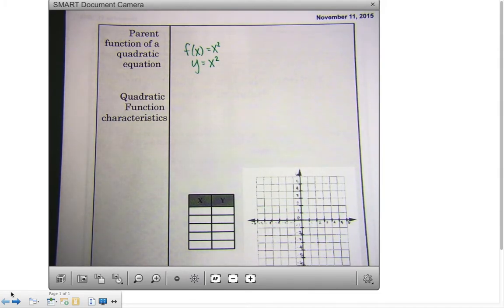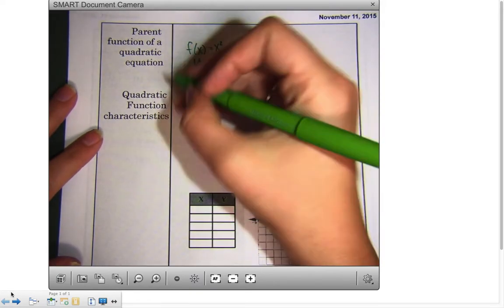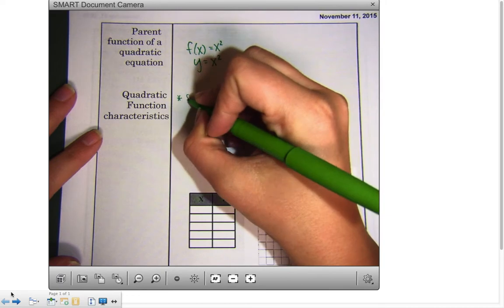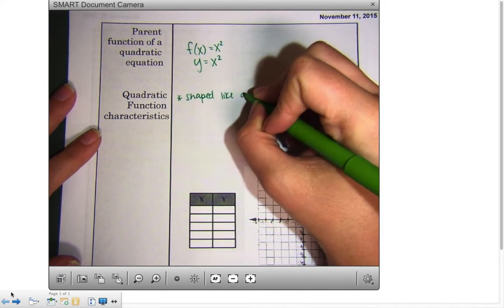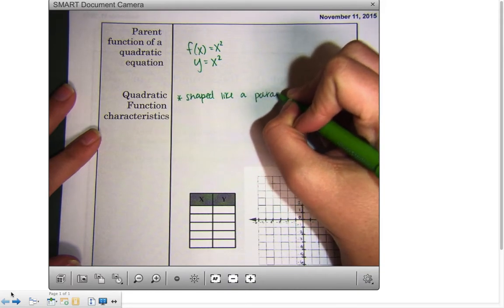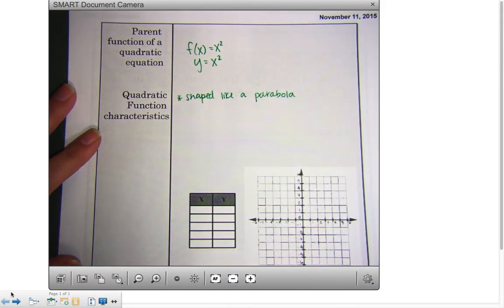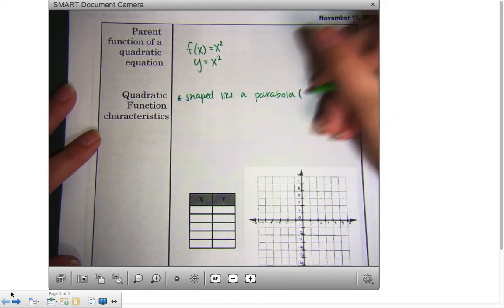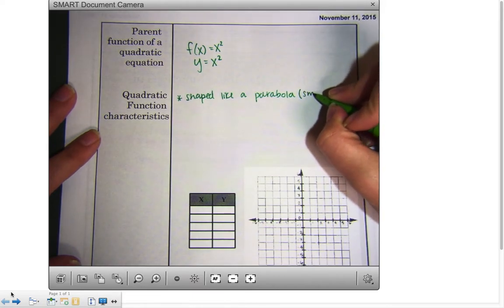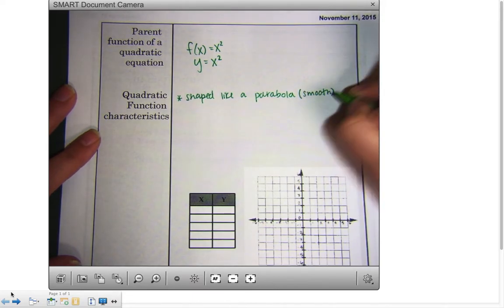We've got lots of different characteristics of quadratic functions. You should have noticed from your investigation that they're shaped like a parabola. That's just that U-shaped graph, and it better be a smooth curve. So don't make it have any sharp corners, especially at the vertex. It should just be a smooth curve representing a parabola.